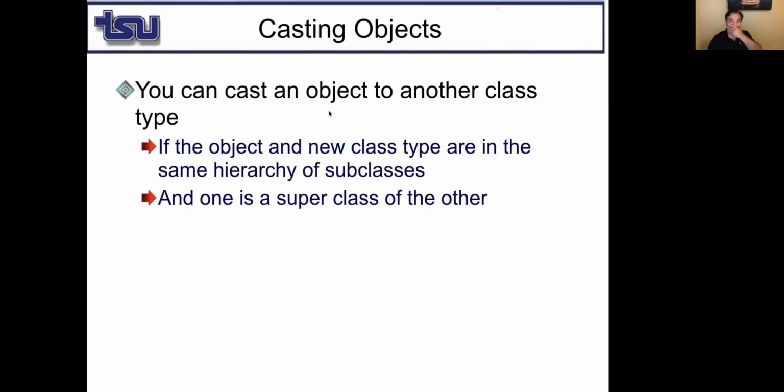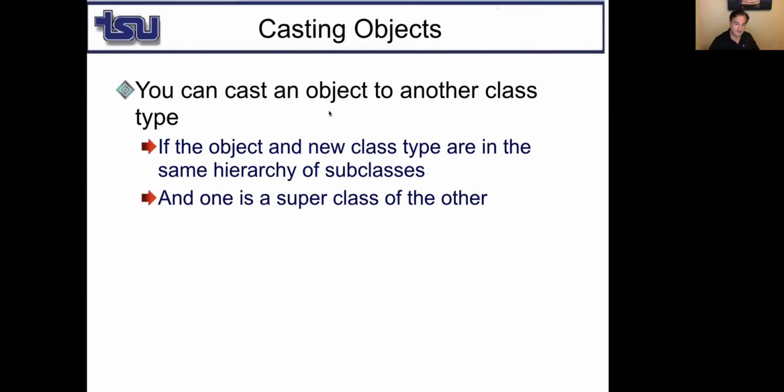Casting objects. This is really important. You can cast an object to another class type, if the object and the new class types are in the same hierarchy, of course. For example, you can have a cast between Honda and a car, or you can have a cast between dog and animal, but you cannot have a cast between a dog and a car, for example.